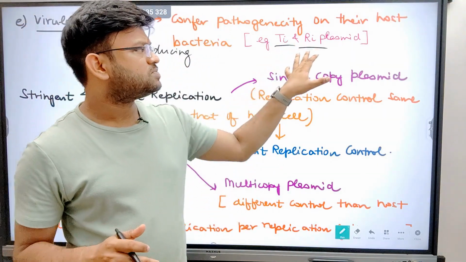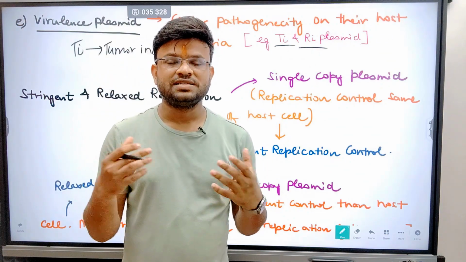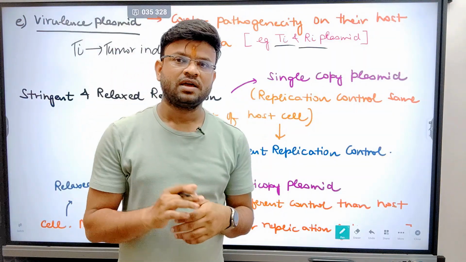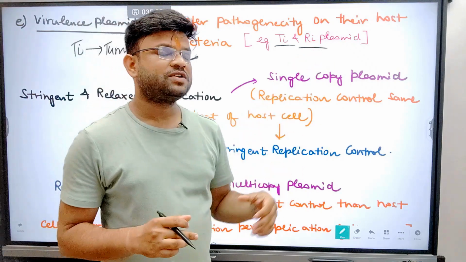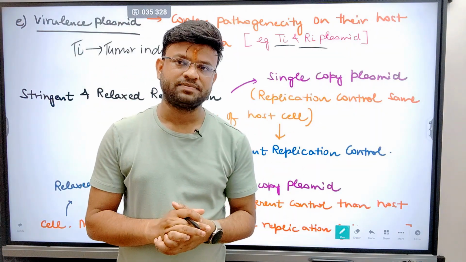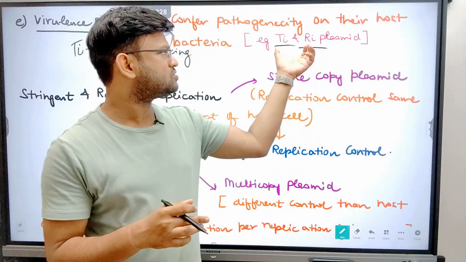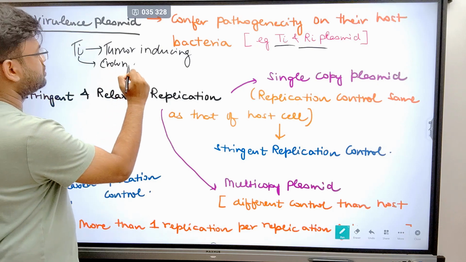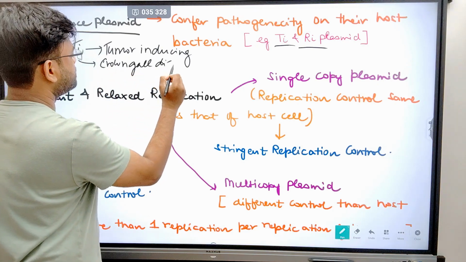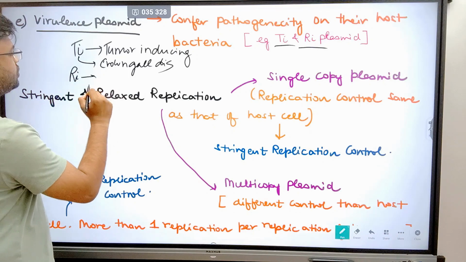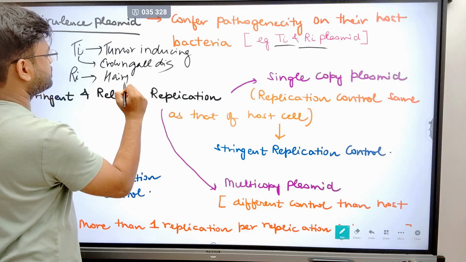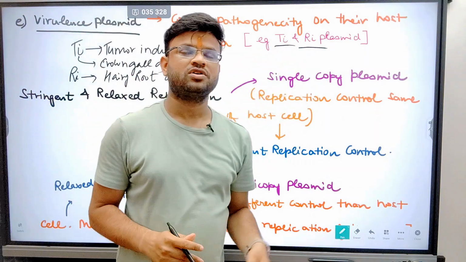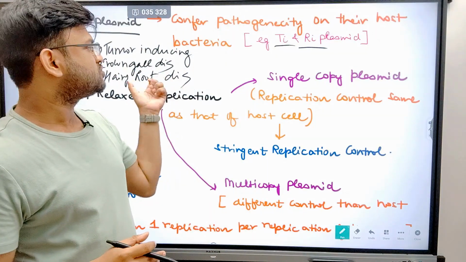So TI and RI plasmids have the capacity to cause diseases inside the plants. Crown gall disease is caused by the TI plasmid. Let me write it over here. Crown gall disease, and the RI plasmid causes hairy root disease. So both of these plasmids can cause diseases in plants. I have written the names of the diseases.